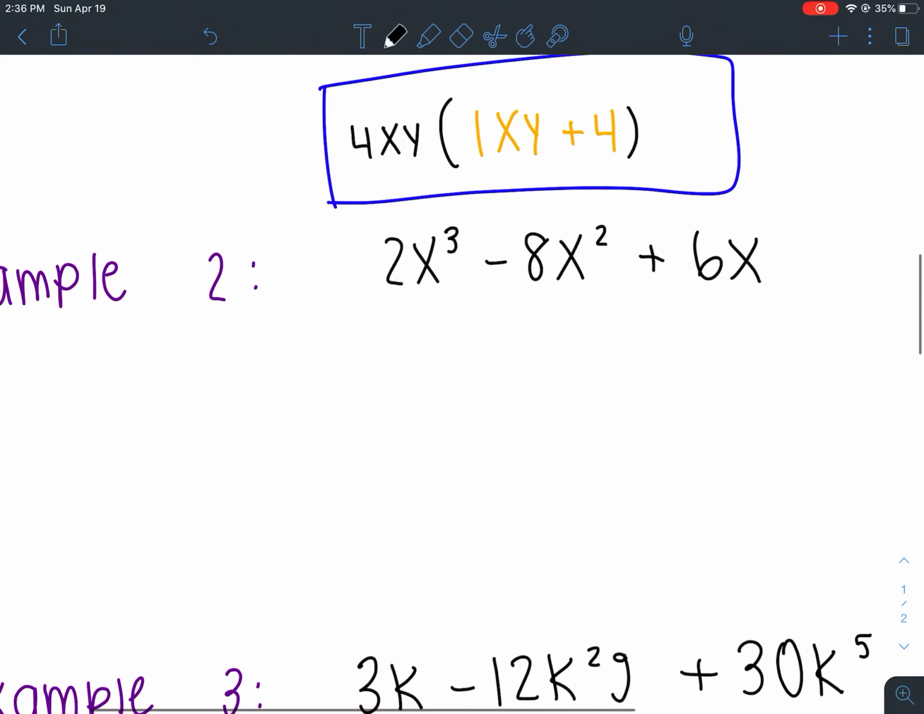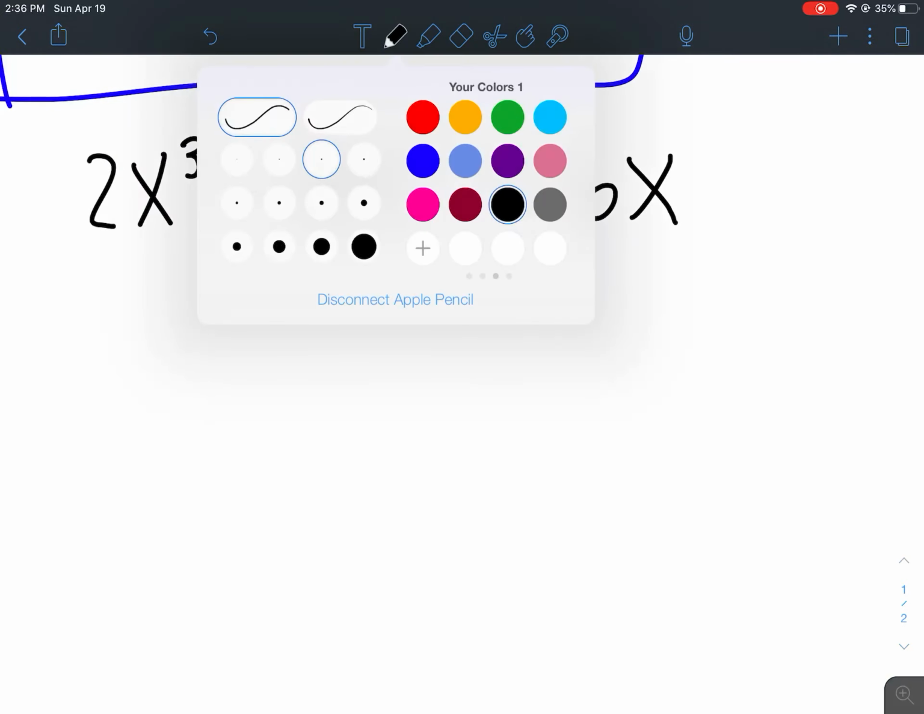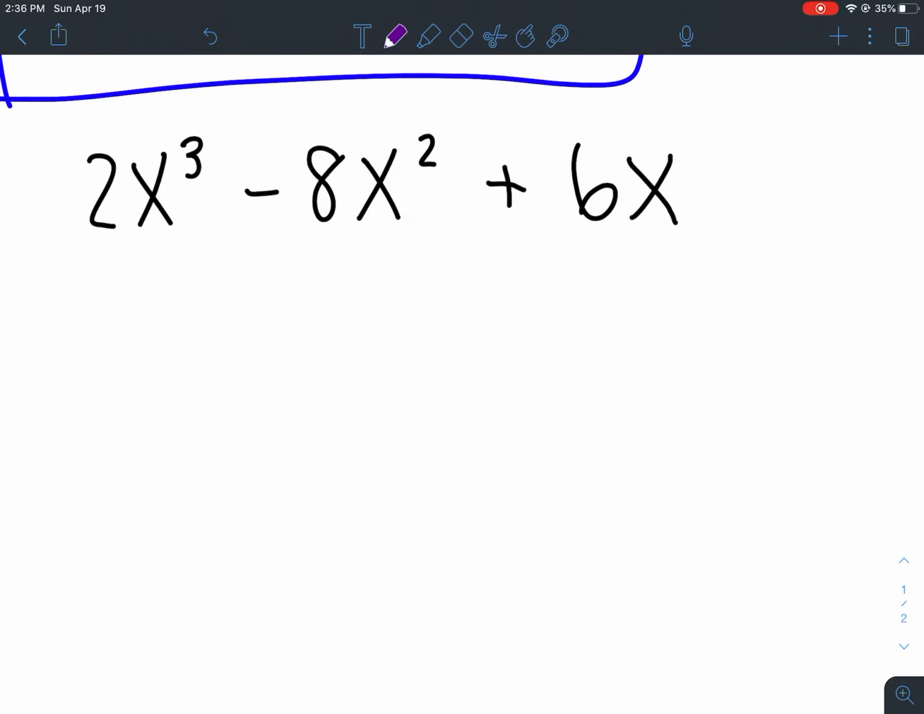Okay, moving on to the second example. How many terms do I have here? I have 3 terms. So I'm going to write 3 division bars, one on each term. So I have 3 here.